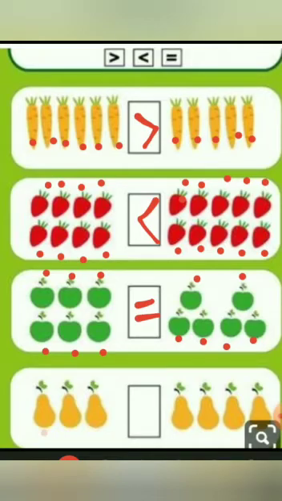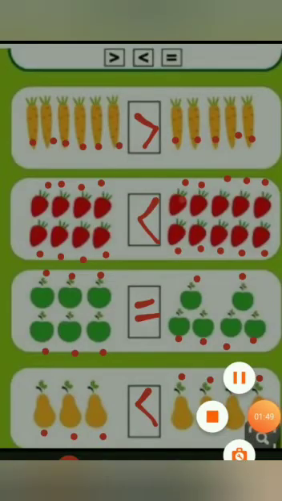Count these pairs. 1, 2, 3. There are 3 pairs in one group. Count another group of pairs. 1, 2, 3, 4. There are 4 pairs in another group. So 3 is less than 4.